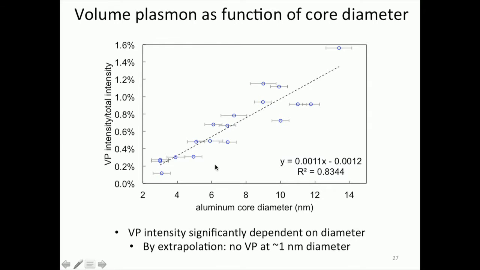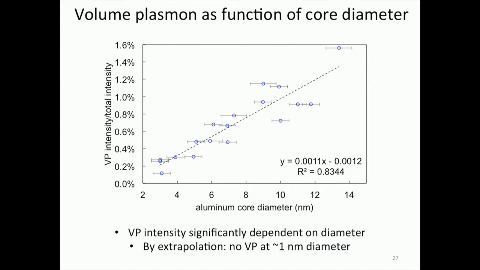So this is the plot. If you try to fit this data with this dashed line, we found that the fit crosses zero at 1 nanometer diameter. So we extrapolated from this experimental data set that we should not observe volume plasmons for particles that have 1 nanometer diameter of aluminum. So that's one interesting result from that.